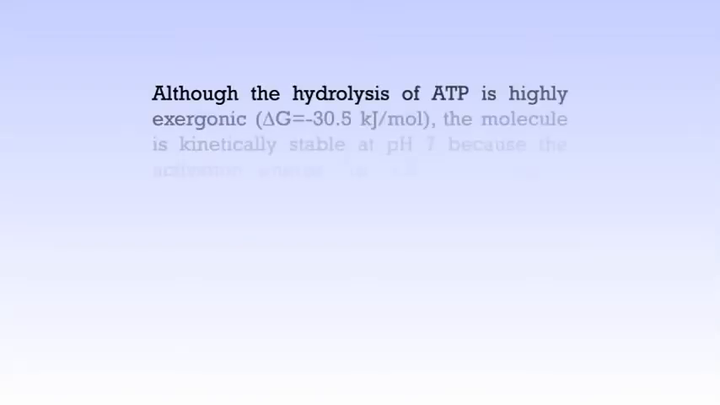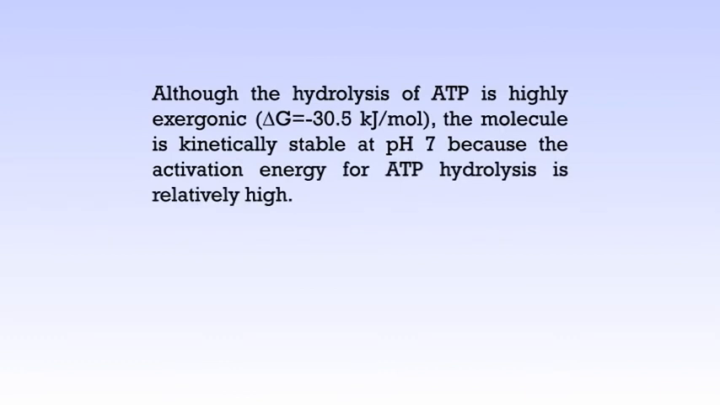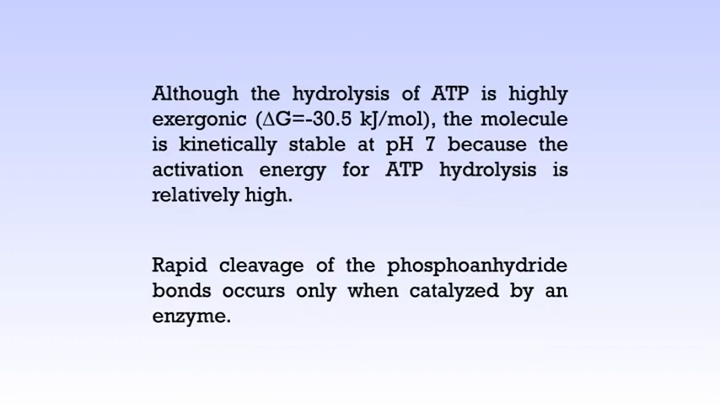Because the concentrations of the direct products of ATP hydrolysis are in the cell far below the concentrations at equilibrium, mass action favors the hydrolysis reaction in the cell. Although the hydrolysis of ATP is highly exergonic, having a free energy change of minus 30.5 kilojoules per mole, the molecule is kinetically stable at pH 7 because the activation energy for ATP hydrolysis is relatively high. Rapid cleavage of the phosphoanhydride bonds occurs only when catalyzed by an enzyme.